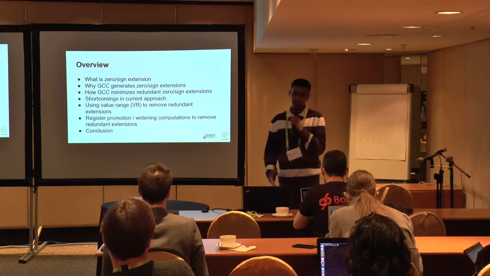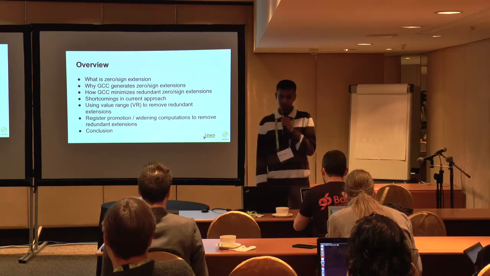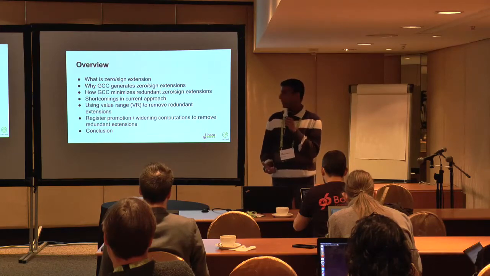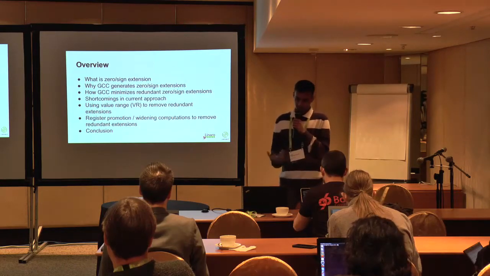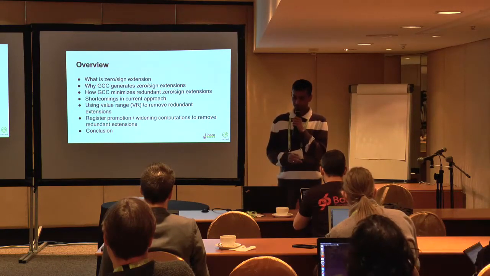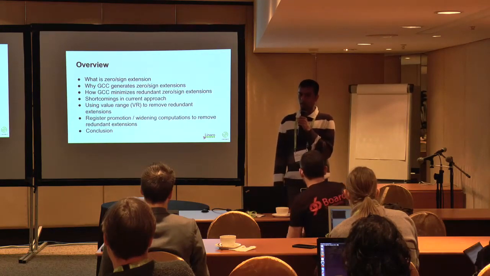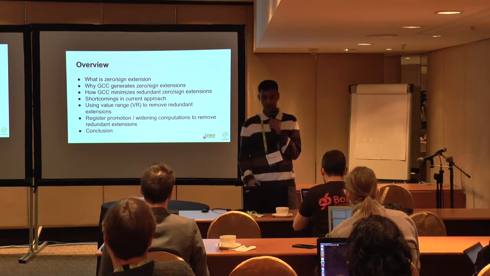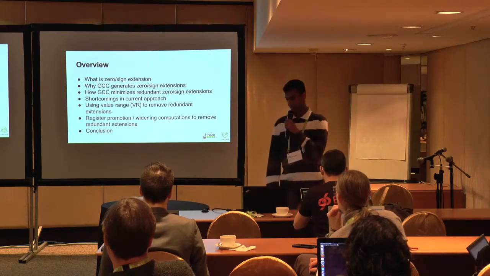So here, basically, I'm trying to cover what is listed here. I'll start off with the basics and talk about what zero sign extension elimination is and why we need that. Then I'll go into how GCC minimizes redundant zero sign extensions and its shortcomings. With that, I'll go into two new techniques we are trying to propose here, namely using value ranges to remove redundant extensions and a separate tree-level pass that can do register promotion so that we can minimize redundant extensions. With that, I will conclude this presentation.